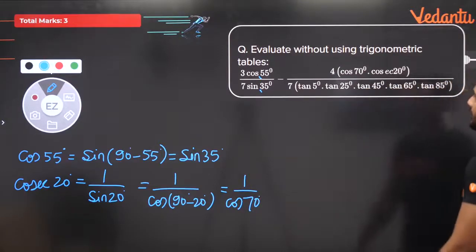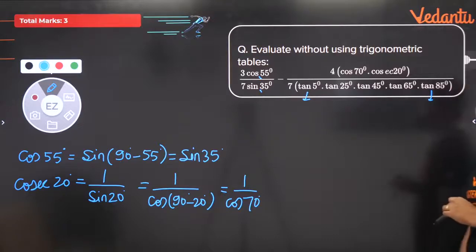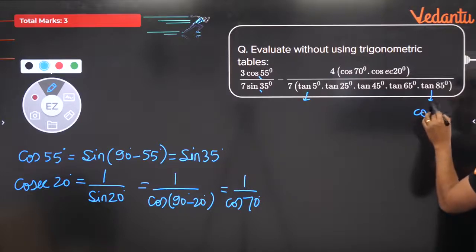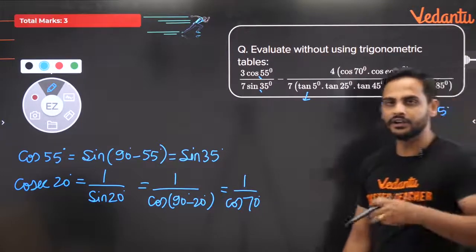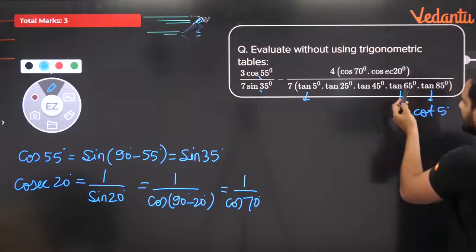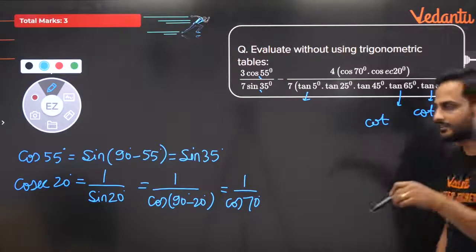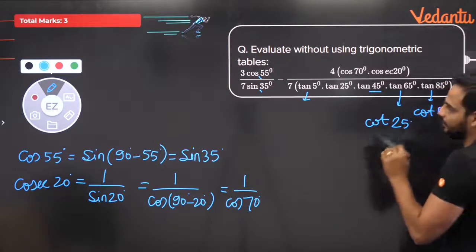Right? Similarly, tan 5 is here and tan 85. Tan 85, if I convert it into cot, it will become cot of 90 minus 85, which is cot 5 degree. Tan 65, if I want to convert it into cot, it will become cot of 90 minus 65, which is equal to cot 25 degree. And tan 45 is as it is. Now look what is happening.